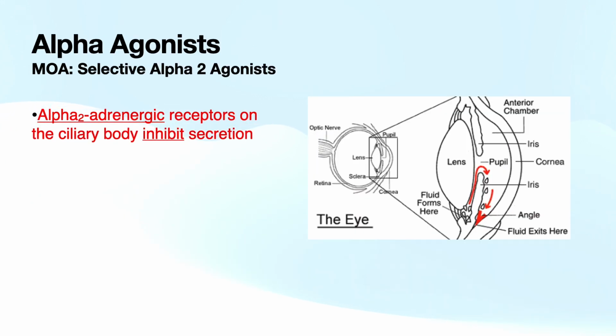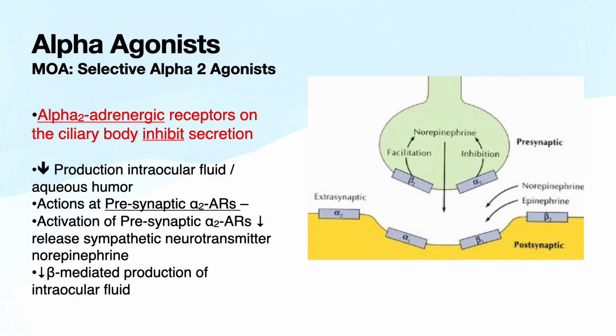Now the next class here is alpha agonist, and more specifically, it's a selective alpha 2 agonist. Now, alpha 2 adrenergic receptors are also located on the ciliary bodies, and stimulations of these receptors can inhibit the secretions of the fluid. So what happens is when you use these selective alpha 2 agonists, it will decrease the productions of intraocular fluid or aqueous humor. Now, notice that we have two different positions where we can find alpha 2 receptors.